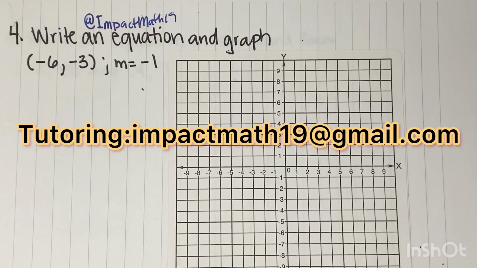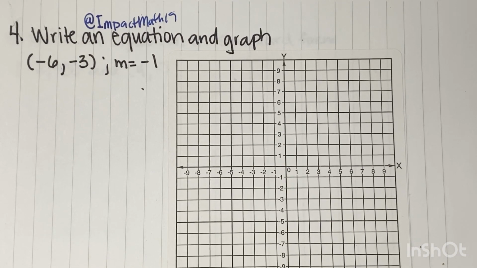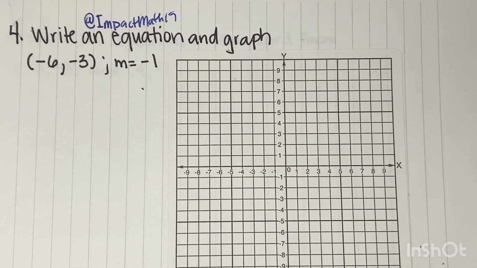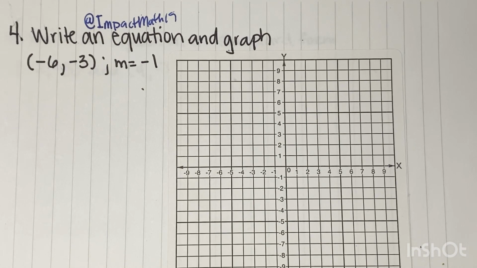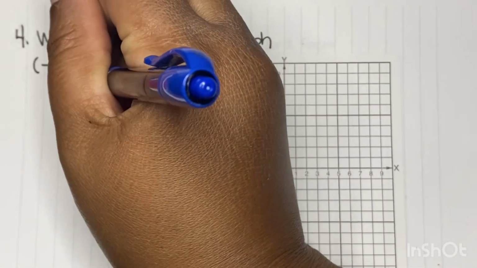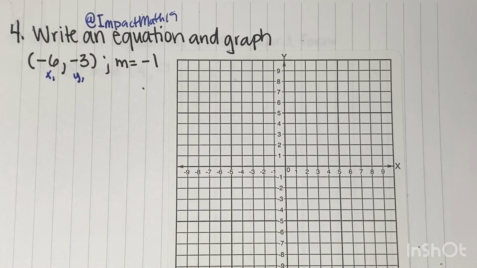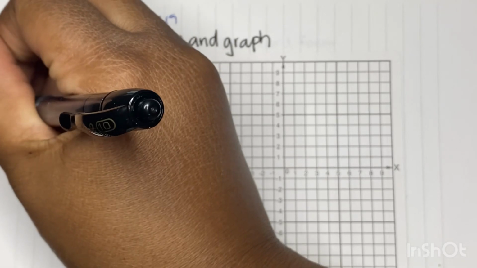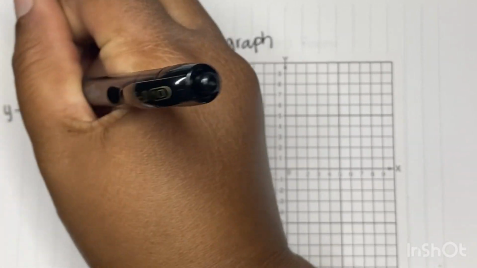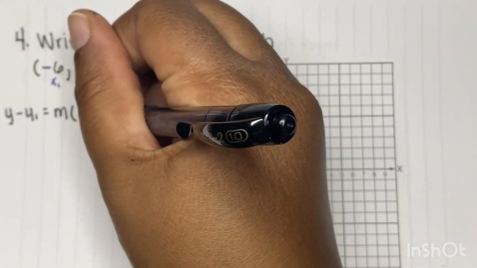Let's continue. All right, number 4 says write an equation and graph. So we have -6, -3, and our slope is -1. So I want to use the point slope formula. So I'm going to write it out. Well, let's label our point first. X1, Y1, okay? So the point slope formula says that you're going to do Y minus Y1 equals to the slope times X minus X1.